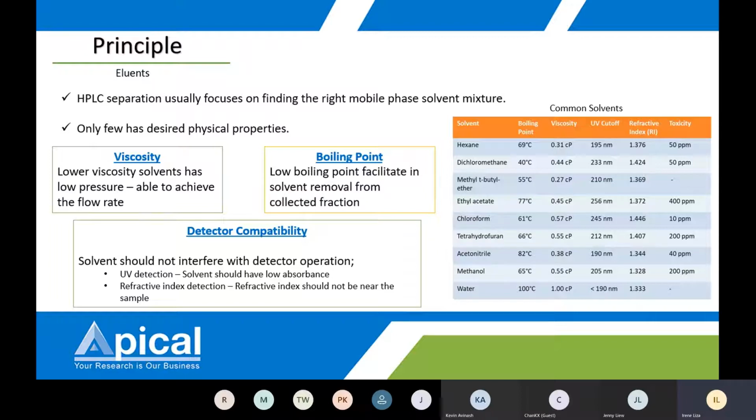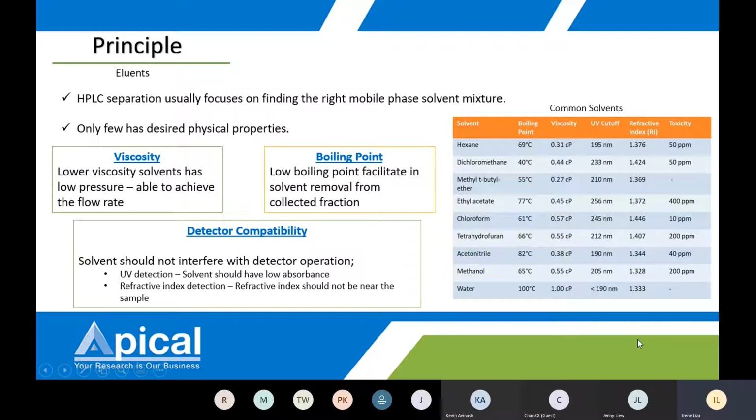And then you also have the boiling point. A low boiling point facilitates solvent removal from the collected fraction. You also want to look into detector compatibility, because you want to know whether they interfere. For example, if you have a UV based detector, then the solvent should have low absorbance, because when you have high absorbance, UV is also able to capture that absorbance. So it also gives you false positive results. Refractive index detection also should not be near the samples. So these are the common solvents that are most recommended.